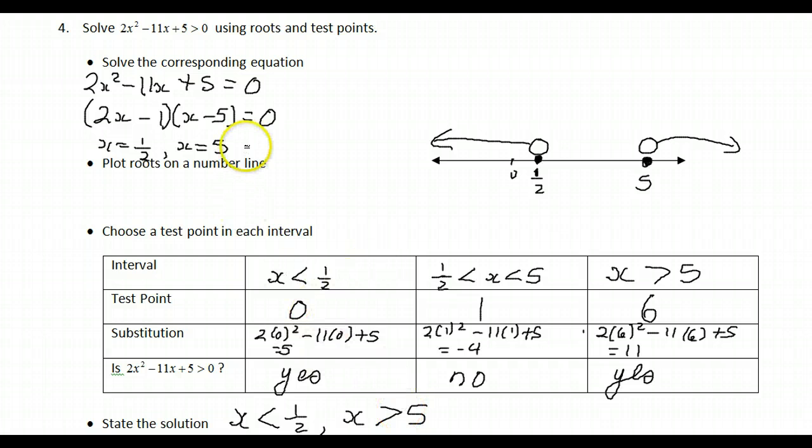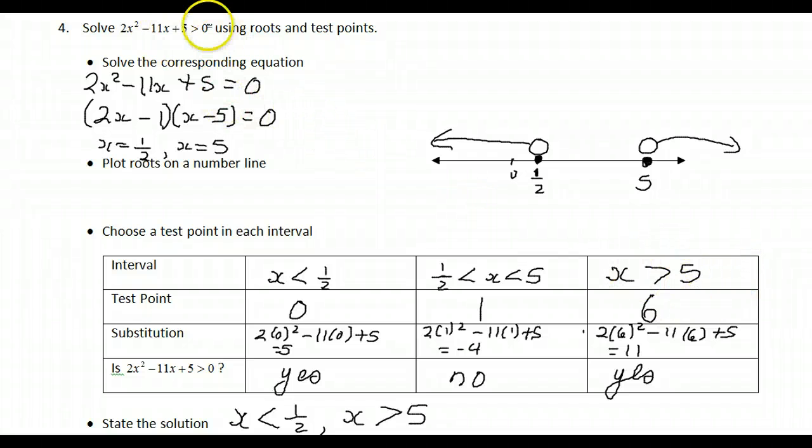Okay, so one more time. What are we doing with roots and test points? We're solving the quadratic equation. However you want to solve: factoring, I always try factoring first, completing the square, quadratic formula. You have to find these roots. We plot the roots on a number line. We then have to examine each of the intervals where x is less than the leftmost root, in between the two roots, and greater than the root.